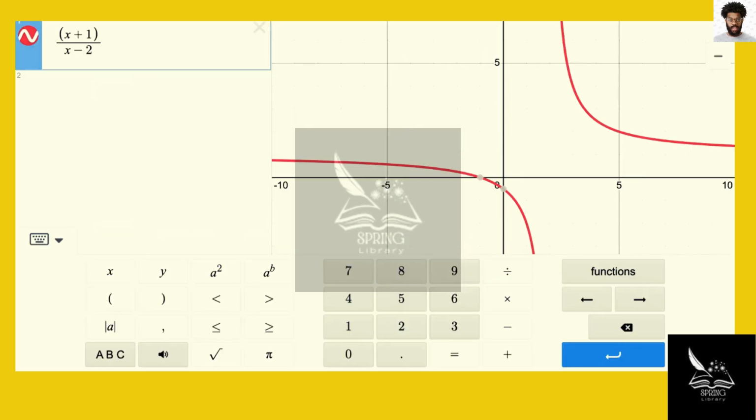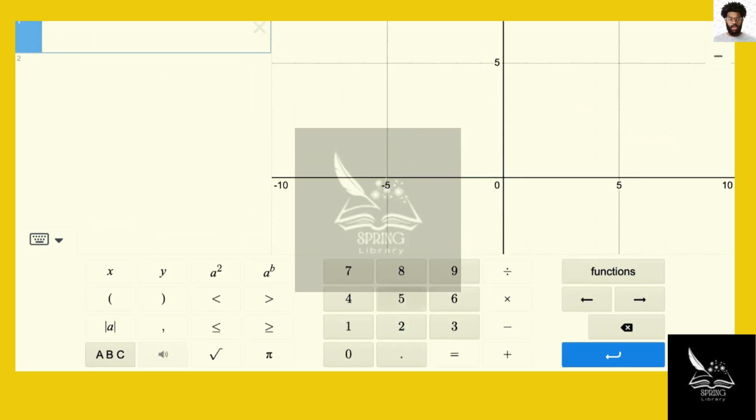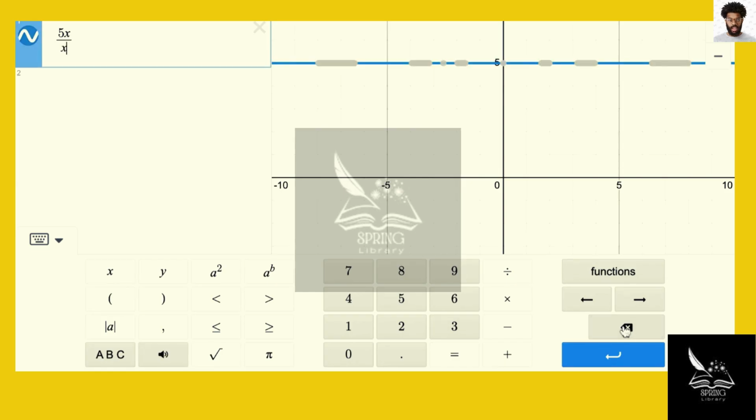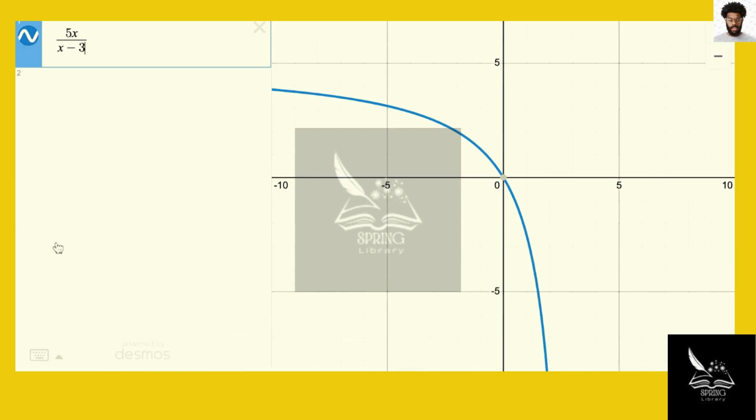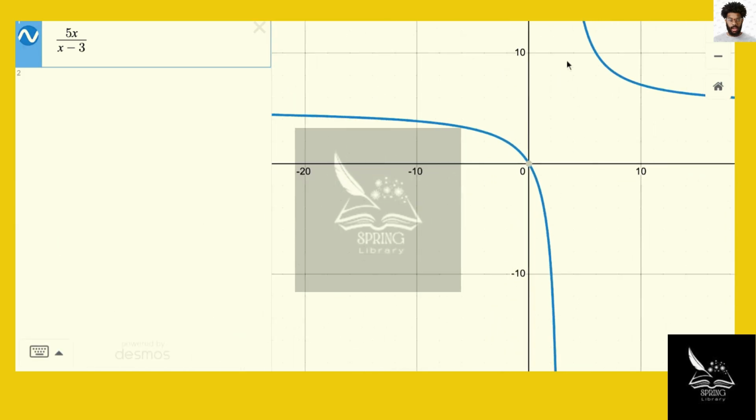The second one, 5x over x minus 3. There we go. We've got our vertical asymptote at 3. Yeah, that's more centered. And our horizontal asymptote at 5.